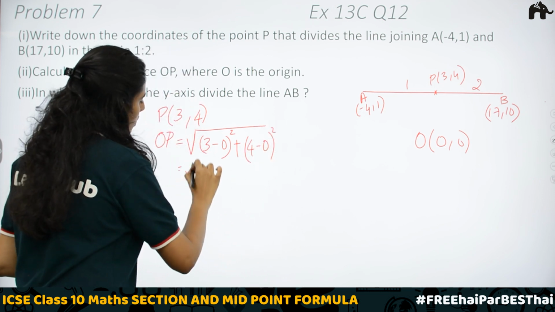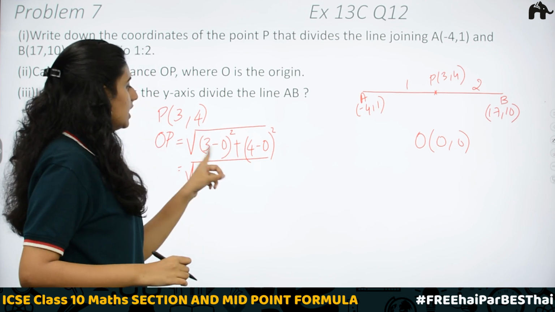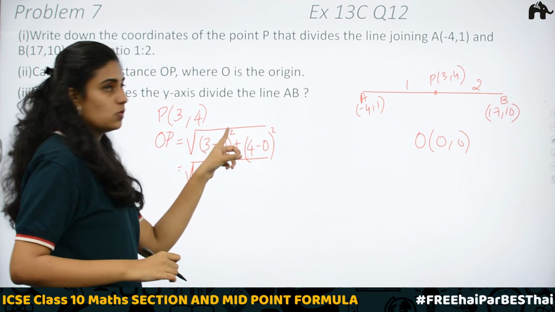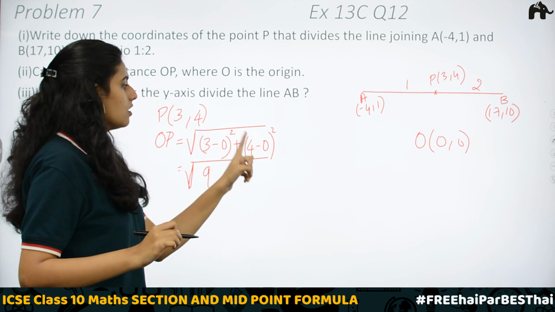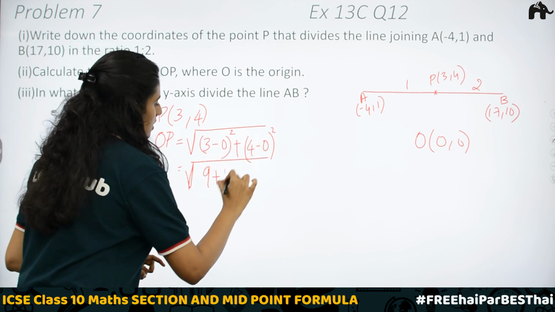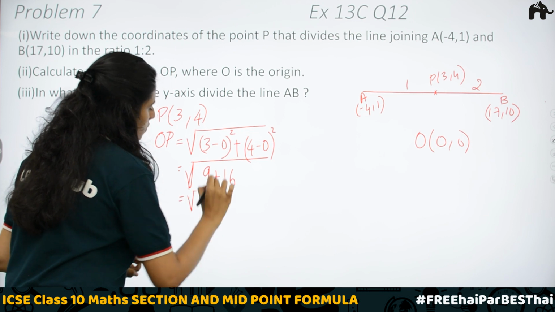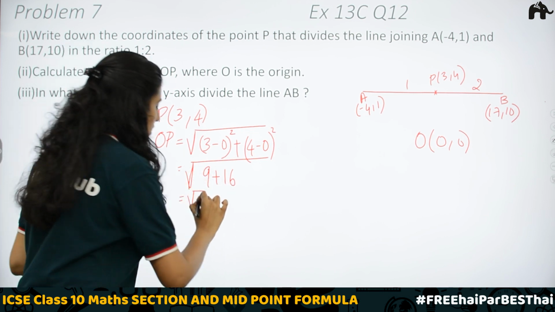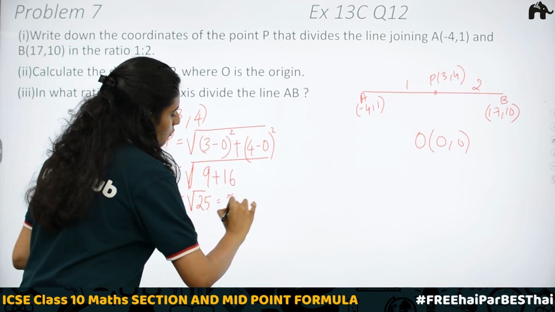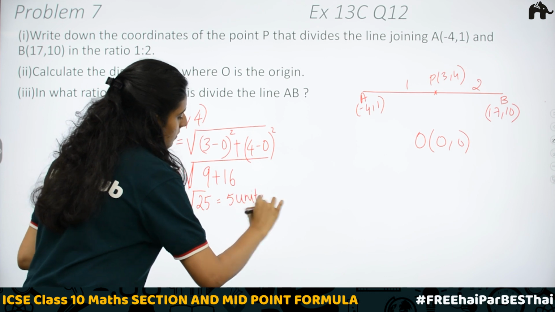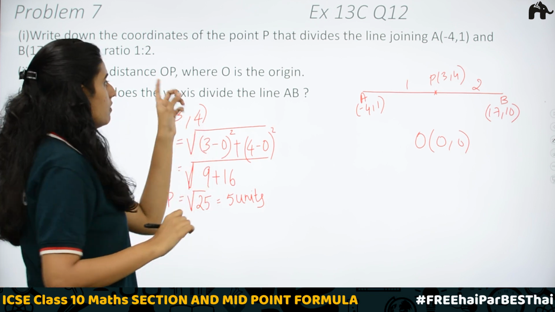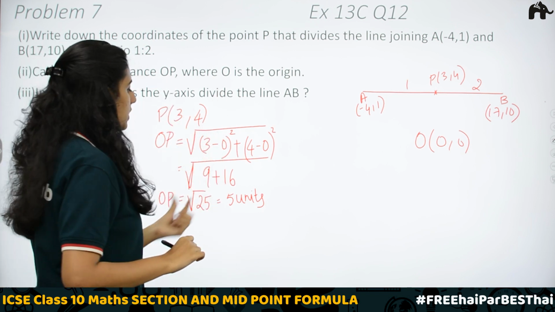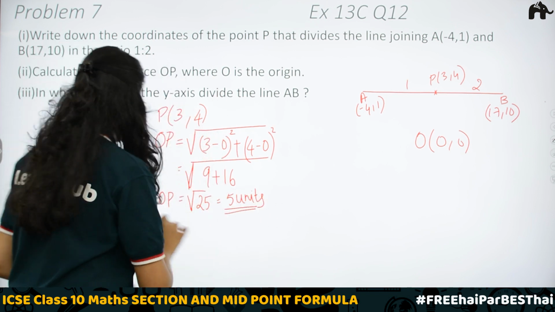That is equal to root of 3 minus 0 whole square. 3 square, that is 9. 4 minus 0, 4. 4 square is 16. Which is equal to root of 9 plus 16 is 25, equal to 5 units. We calculated the distance OP, where O is the origin. OP is equal to 5 units. Now the third part.